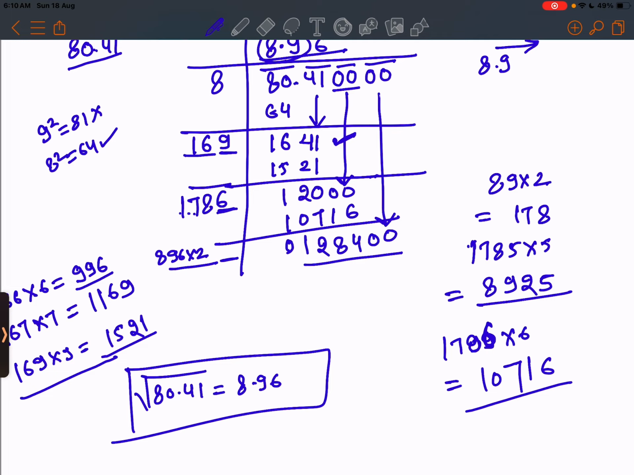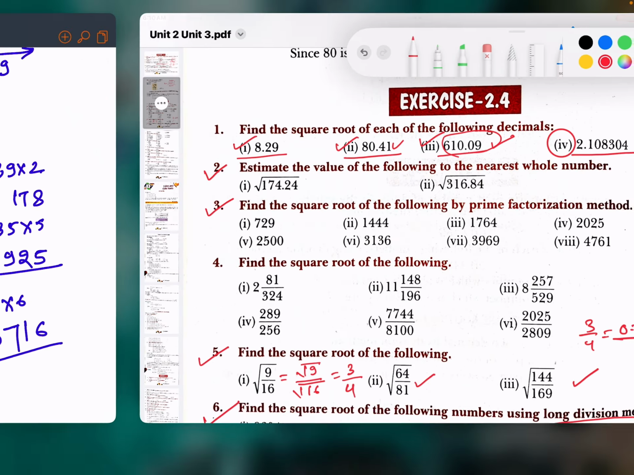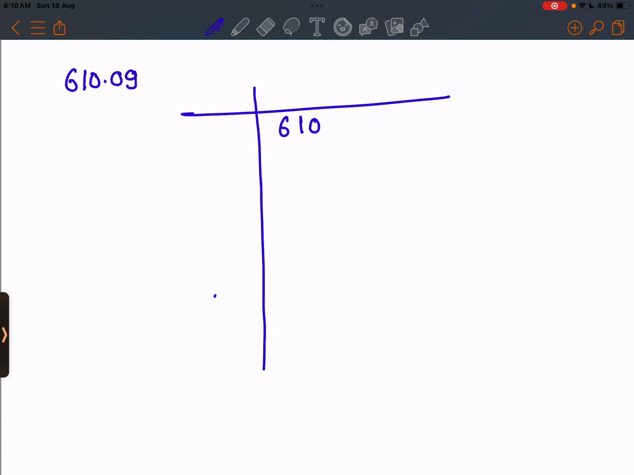What is the next question? The next question is 610.09. Proceed in a similar way to what I have told you. Pair it down. Divide from the number whose square is just below 6. The only number is 2, 2 twos are 4. The remainder would be 2.